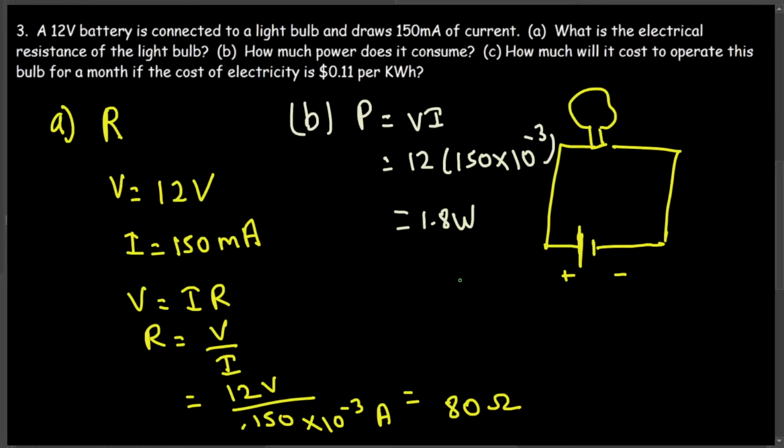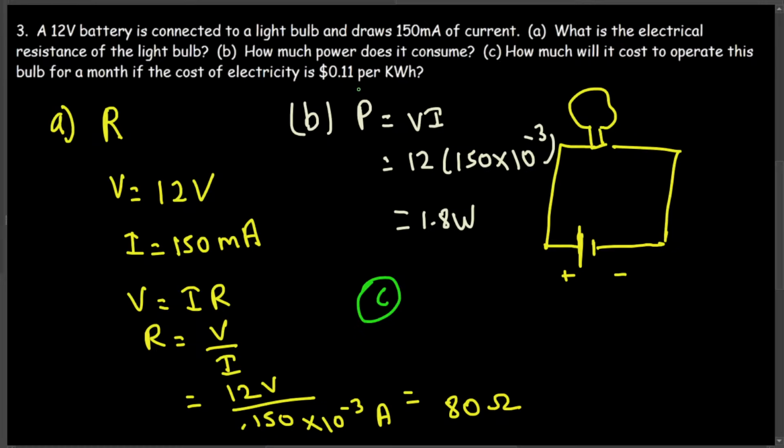Okay, now we have calculated the power. The next question is asking, how much will it cost to operate this bulb for a month if the cost of electricity is $0.11 per kilowatt hour? Okay, so they are asking for the dollar amount, how much will it cost to operate this for a month, if the cost of the electricity is $0.11 per kilowatt hour.